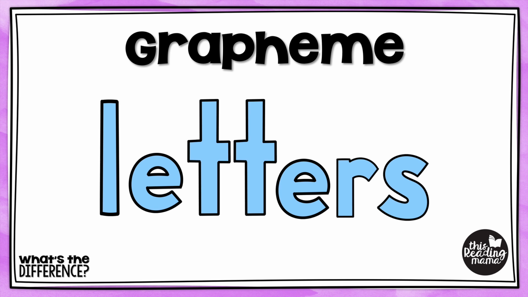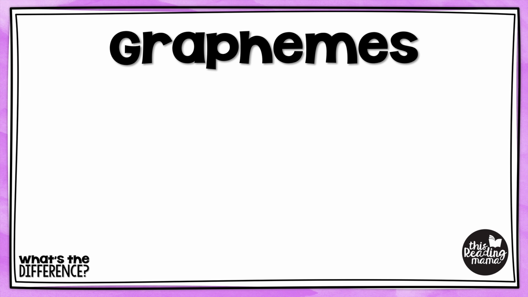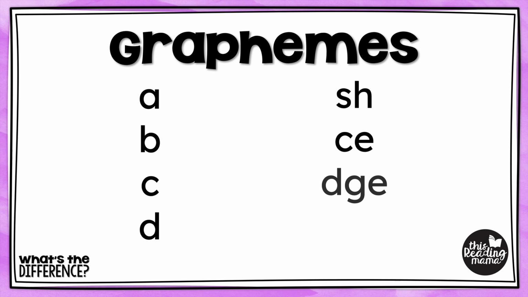Now, graphemes can feel a little more complicated because graphemes can be a single letter like we see in the first column here, or a grapheme can be chunks of letters. Now, the key is that these chunks of letters still represent just one sound, one phoneme. For example, SH up there at the top represents the sound sh, one sound. CE in a word like face represents s, the one sound, and so on down the list.